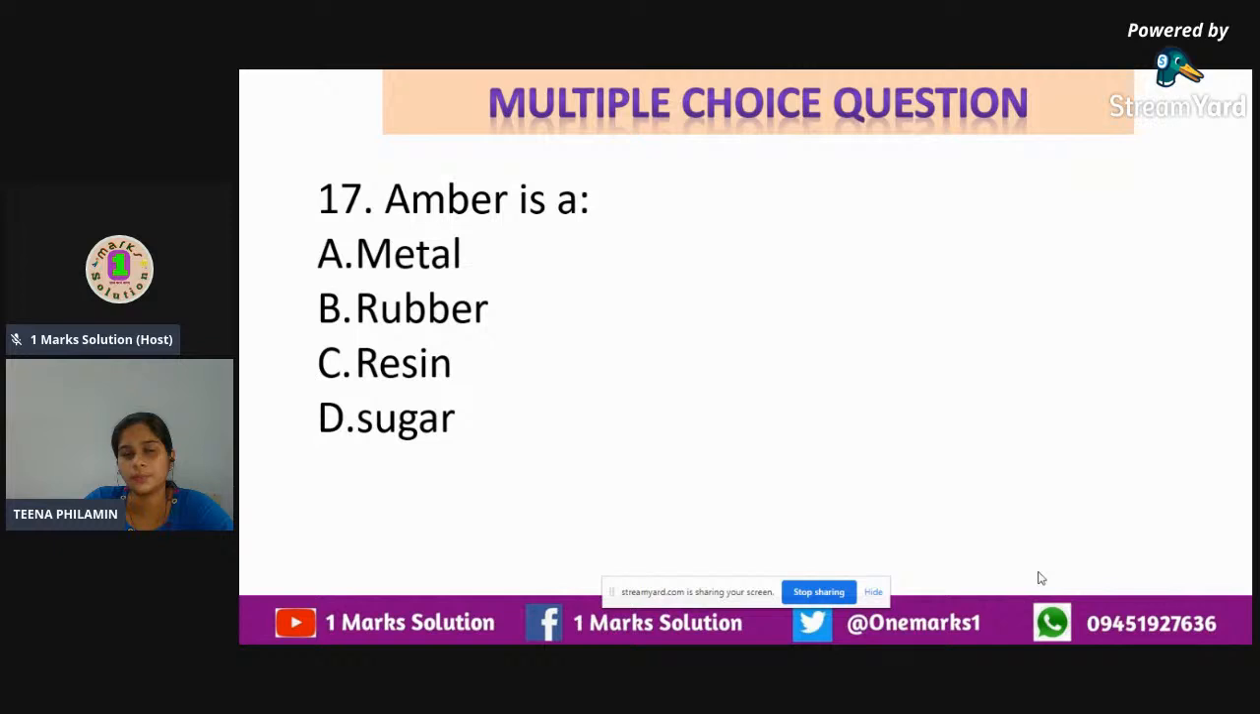Then 17th one, amber is a metal, a rubber, a resin, or a sugar. So surely amber is a resin. It is a fossilized resin.